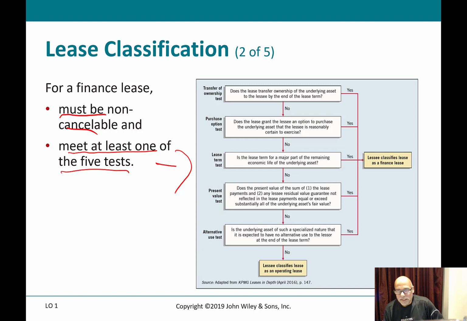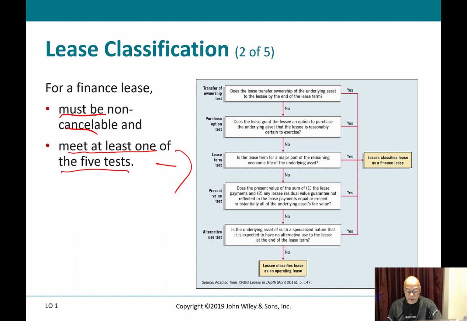And then alternative use test. If the asset is constructed in such a way that only the lessee can use it, then maybe they've built me some equipment to my specifications, or a building to my specifications, and only I can use it. There's no alternative use to that. Then that will qualify as a financing lease.